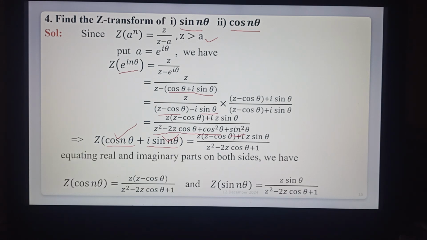So the real part here is the Z transform of cos n theta, that is z into z minus cos theta by z square minus 2z cos theta plus 1. Next, the imaginary part is sin n theta. Therefore the Z transform of sin n theta is equal to z sin theta by z square minus 2z cos theta plus 1. Okay? So this is the Z transform of sin n theta and cos n theta.